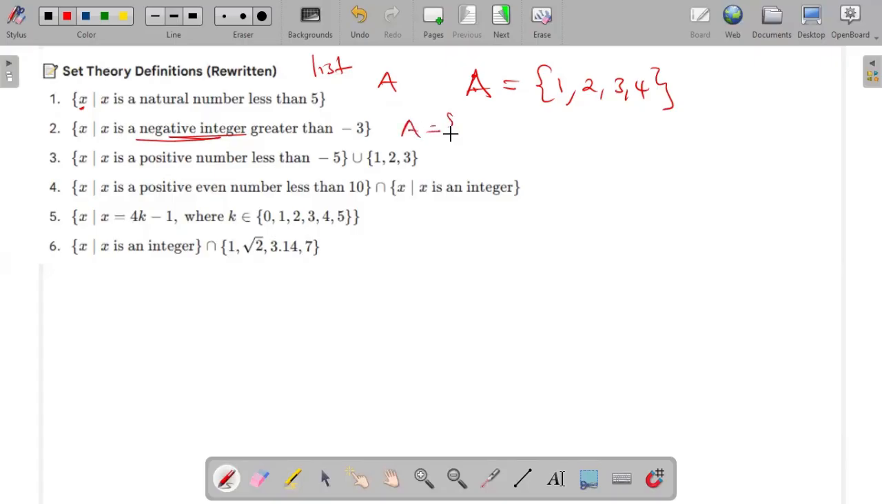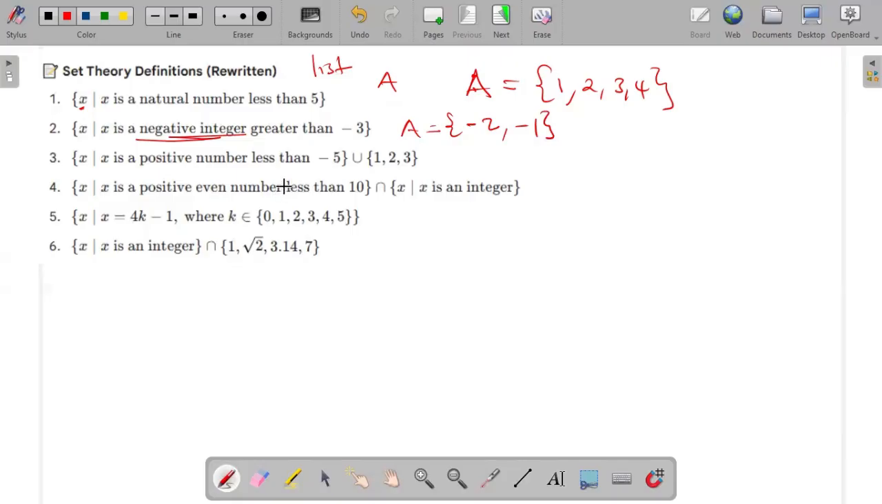So I'll say A is going to be equal to what negative integers are greater than -3. We know that as we go to the negative side of the number line, numbers are reducing in size, whilst going to the positive side they are increasing. So those that are greater than -3 are -2 and -1.